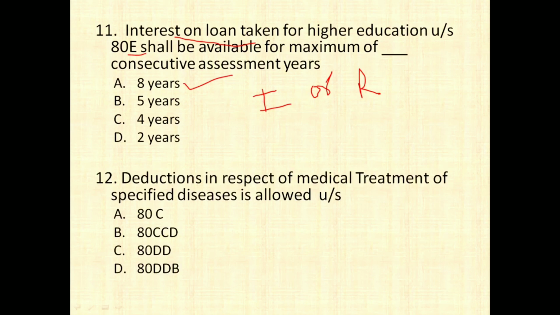The next question is: deduction in respect of medical treatment of specified disease is allowed under which section. Now as I said, how do you have to remember? 80C is for contribution to payments and savings. 80CCD is again for your pension fund. 80DD, DD is nothing but dependent disabled, any disabled person who is dependent on you, so it goes for 80DD. DDB, how do you have to remember? Dangerous bimaris, right? So you can remember it as dangerous bimaris. Bimari is nothing but disease, so disease under section 80DDB.